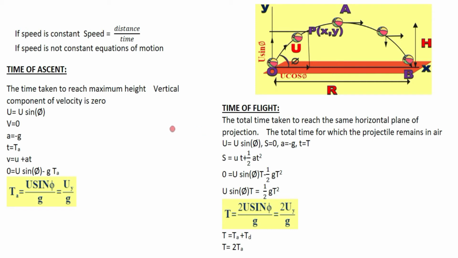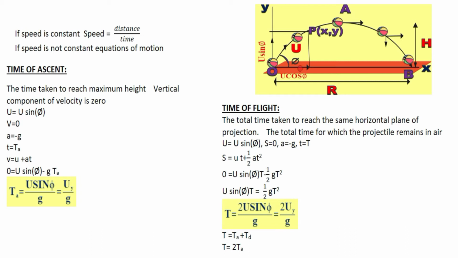Now let us go to time of flight. What is time of flight? If you see this diagram, I am projecting this projectile from this plane of projection. As the projectile starts moving, it leaves the plane of projection, reaches its maximum height and again reaches its plane of projection. This time taken by the projectile to leave the plane of projection and again reach the plane of projection is called time of flight. So what is the definition for time of flight? The total time taken to reach the same horizontal plane of projection is called time of flight.